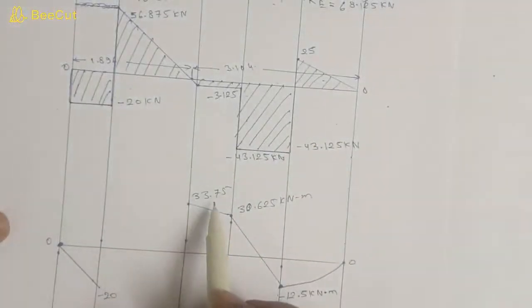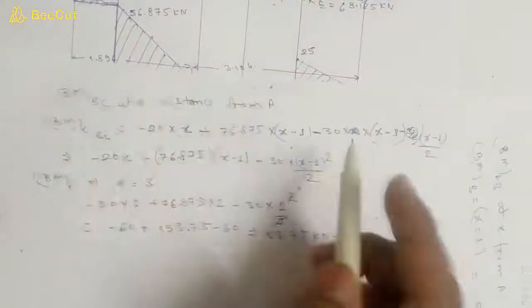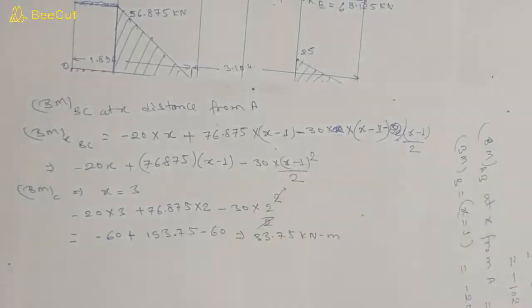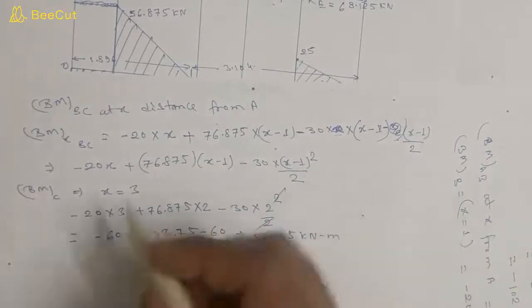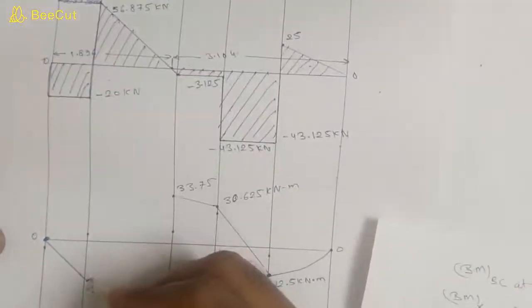So we have got this value from the right hand side also. Here we have got 33.75 kilonewton meter from the right side also, and this will become a parabolic equation because this is x to the power 2. So bending moment is proportional to x power 2, so it will become the equation of a parabola. So we will join this point from this point with a parabola.